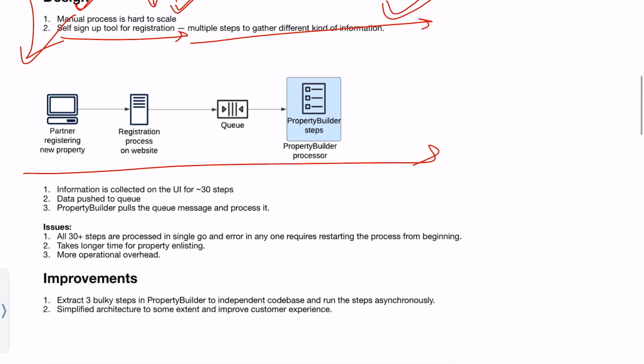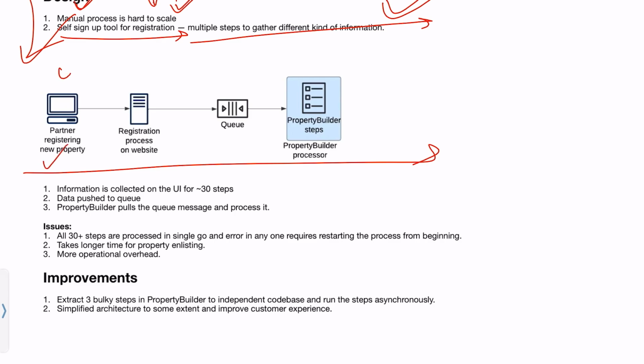So this is how our architecture looks. You have your user, a handsome user Mandeep, who is trying to register a new property, because he also wants to earn some money through these hotels and all. Okay, so then there is a registration process website.